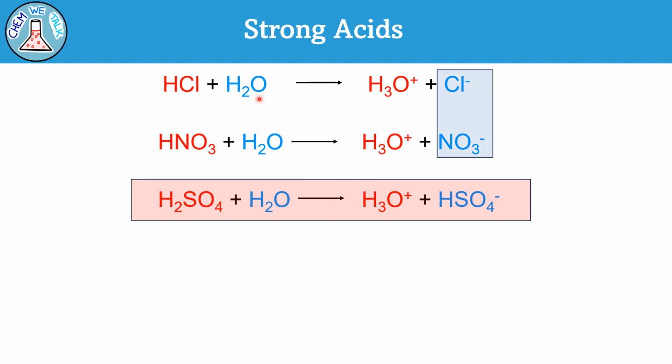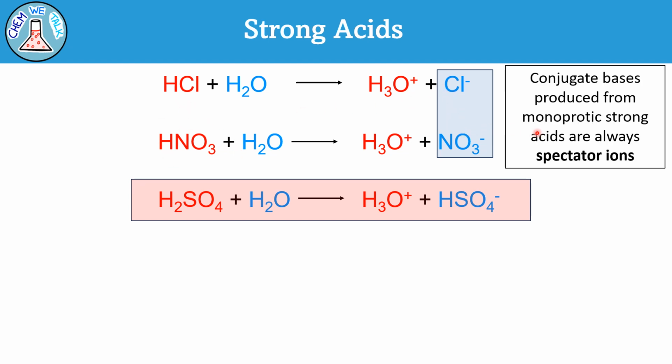But going back to those two that are monoprotic, the conjugate base of those strong acids will be spectator ions because this reaction only goes in one direction, from left to right. There's no way the Cl- will react with H3O+ to go back to HCl.